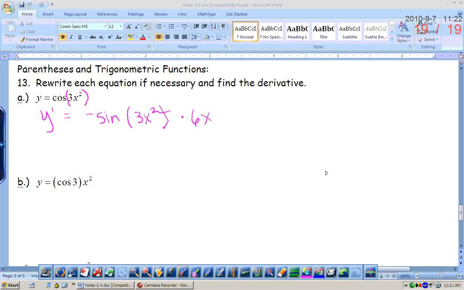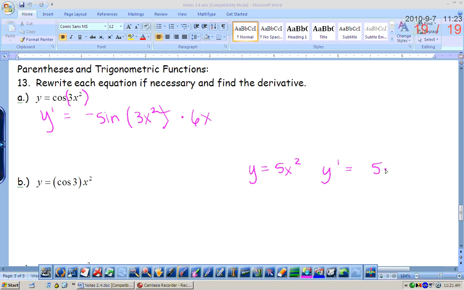All right, B. This one's kind of a trick question, and it's so easy that it's kind of hard. What can you tell me about the cosine of 3? It's a constant. It's just a number. And this is a number times x squared. If y equaled 5x squared, what would the derivative be?